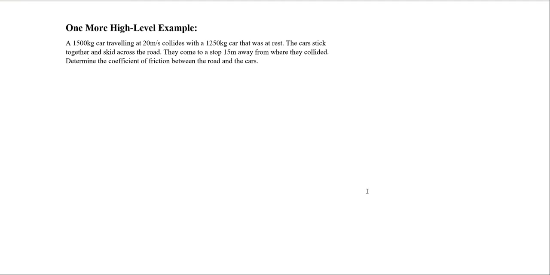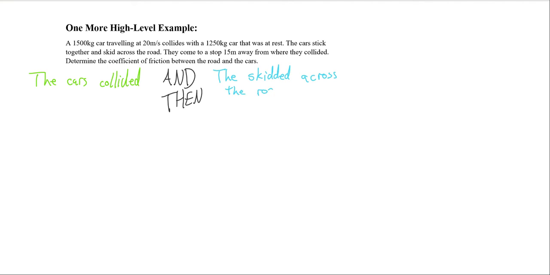Let's begin by writing in our summary with that and then moment. When I read this problem, this car is traveling 20 meters per second, collides with a car at rest. They stick together and skid across the road, come to a stop 15 meters away from where they collided. Determine the coefficient of friction. My summary would say the cars collided, and then the cars skidded across the road with friction. Again, color coding highlight to help me organize what I'm thinking. And the thing I want to know is the coefficient of friction.